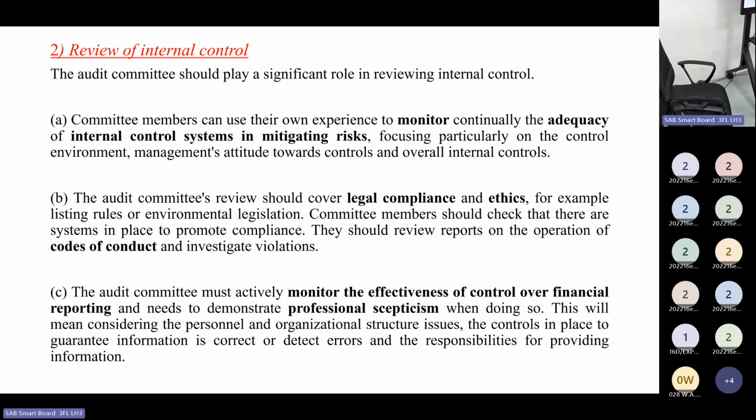The audit committee should play a significant role in reviewing the internal controls. So what are the things they have to do? First one, committee members can use their own experience to monitor continually the adequacy of internal control systems in managing risk. Right? Who needs to set up internal controls? How are the internal controls done?